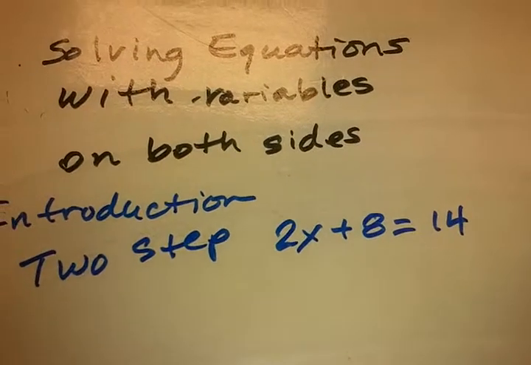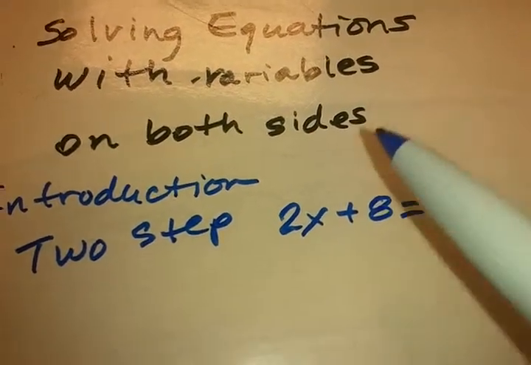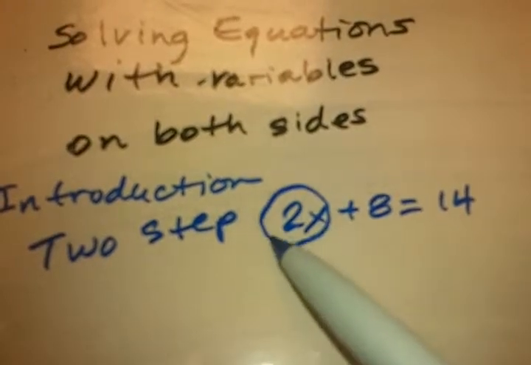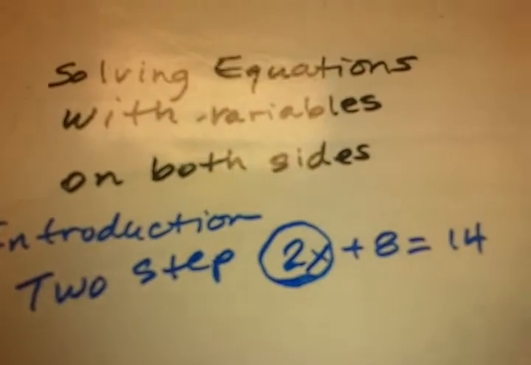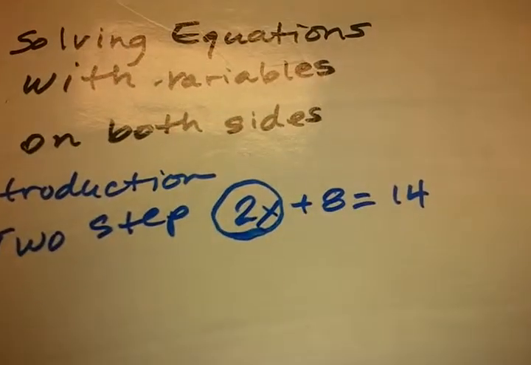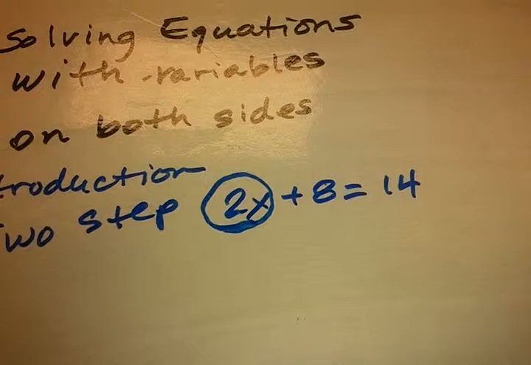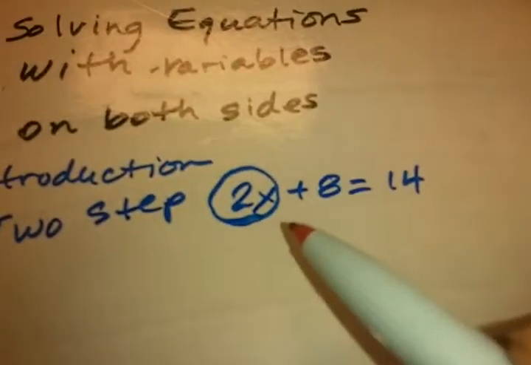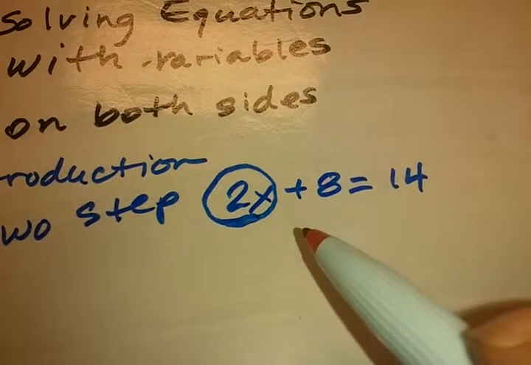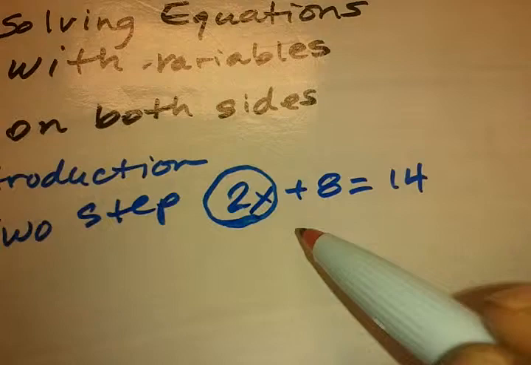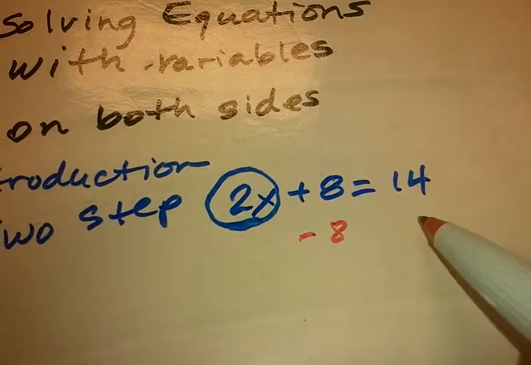The first thing that we do is we identify our variable term, and our variable term is 2x. The next thing we normally do is we try to get 2x on the side by itself. So we ask ourselves, what's making 2x not be on the side by itself? In this case, it's the 8. So we move the 8, and we do that by doing what? Subtracting. So we're going to subtract 8 from both sides.